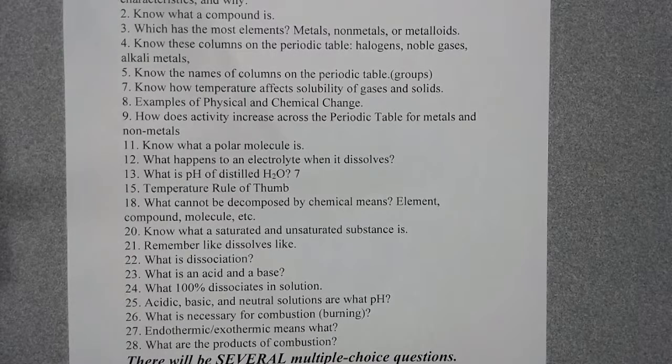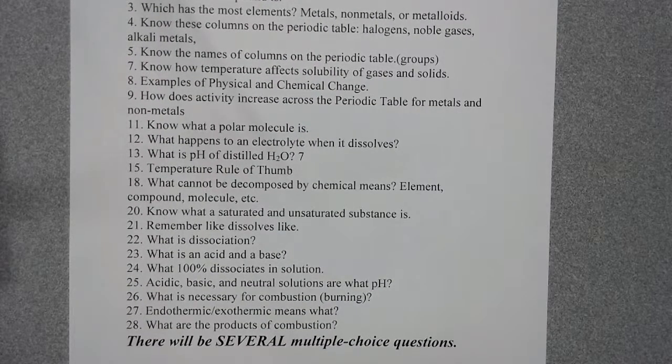What happens to an electrolyte when it dissolves? Well, it dissociates, so it breaks down into ionic compounds, or ions. It breaks down into ions. What is the pH of distilled H2O? It's 7, because H2O, when it's distilled, is a neutral substance. You need to know the temperature rule of thumb, which says typically an increase in temperature increases the reaction rate.